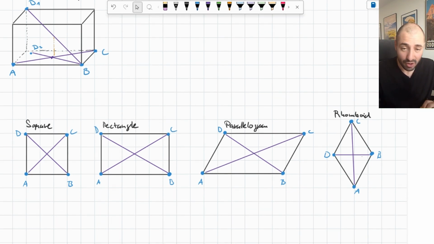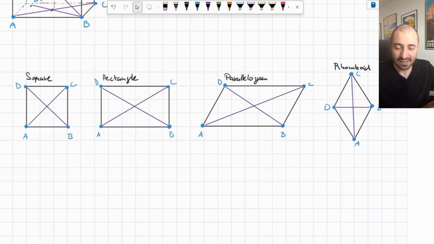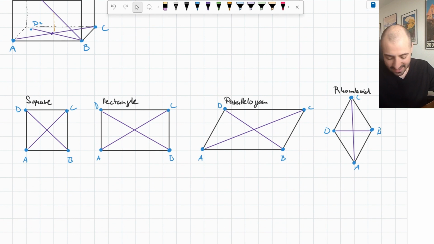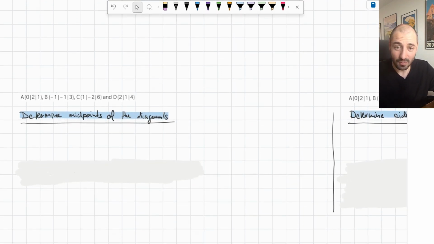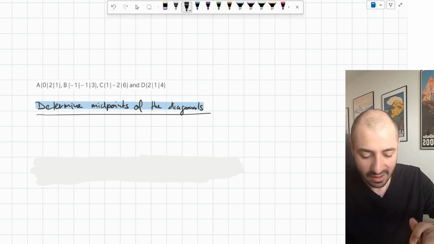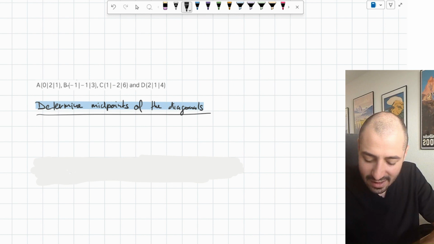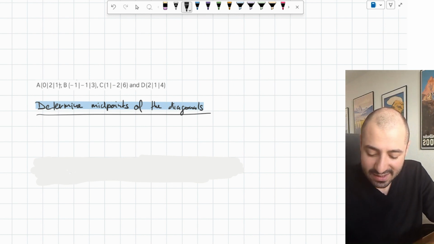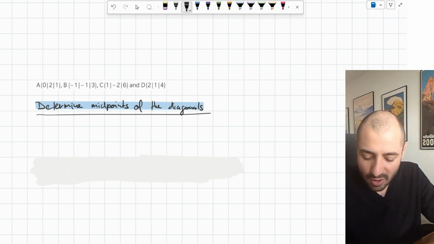So this means that we need to look at the diagonals, and we need to figure out the midpoints of the diagonals. So if they coincide, then this tells us already a lot. So let's do this. First of all, let's look at the midpoints of the diagonals, and we try to determine those. We have 2 diagonals. We have the diagonal from A to C and the one from B to D. So let's first determine the midpoint from the diagonal AC.